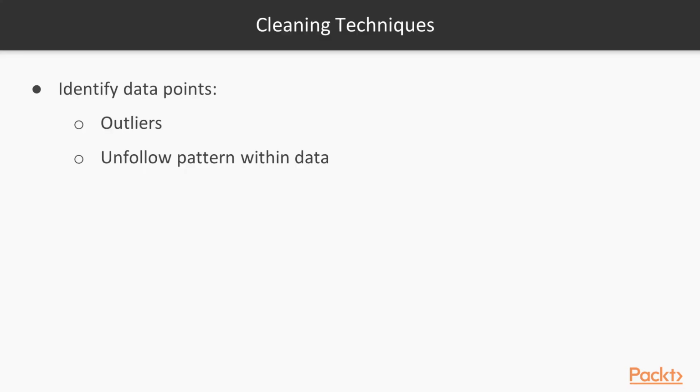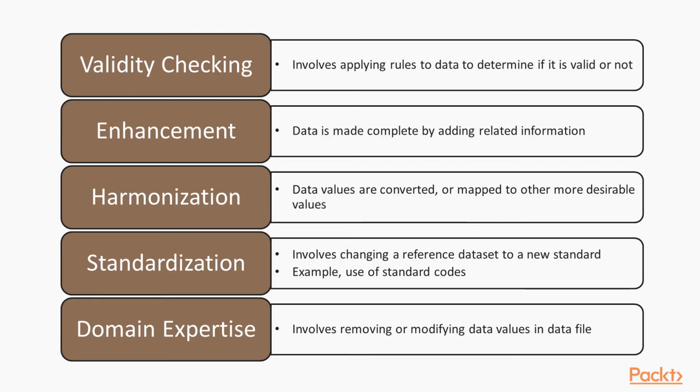Typically, the data cleaning process revolves around identifying those data points that are outliers, or those data points that stand out for not following the pattern within the data that the data scientist sees or is interested in. Other data cleaning techniques include validity checking. It involves applying rules to the data to determine if it is valid or not.